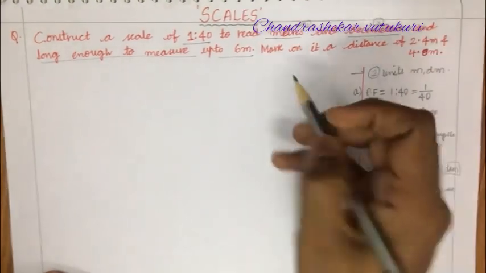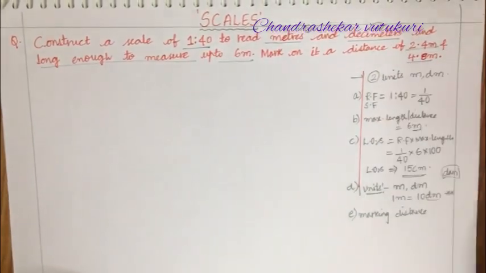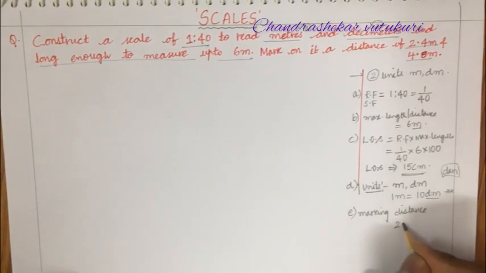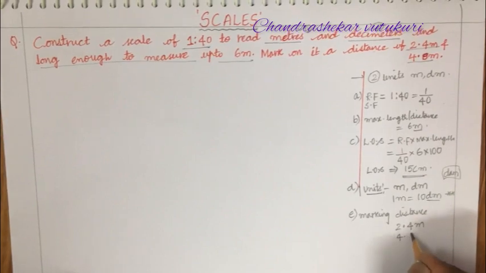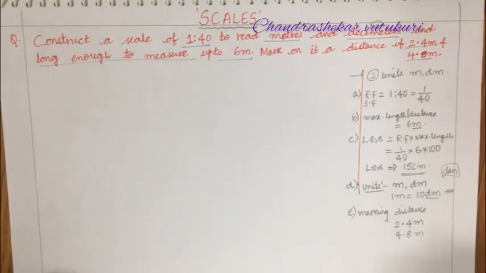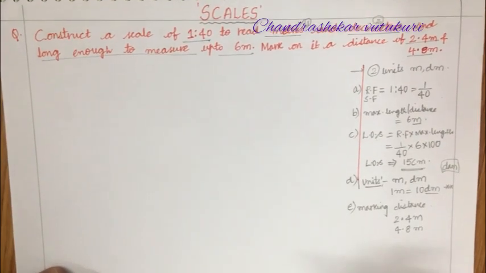If you look at this problem, mark on it a distance of 2.4 meter and 4.8 meter. Make sure to work out all of this very neatly, and you are supposed to work it out in the booklet provided for you, not in the drawing sheet. All these calculations need to be worked out in the booklet, not in the drawing sheet.